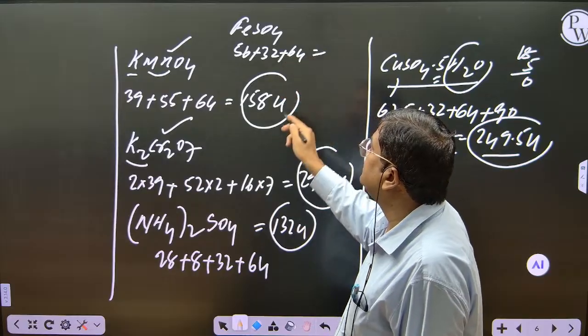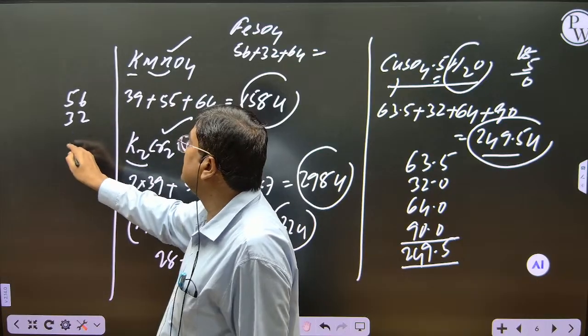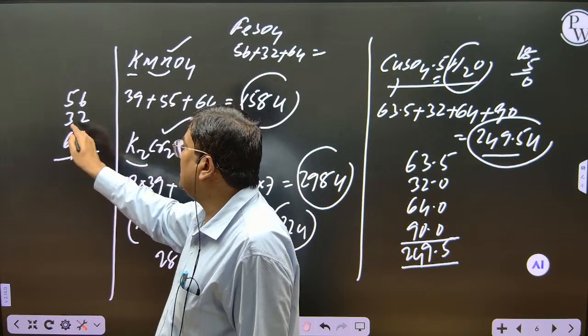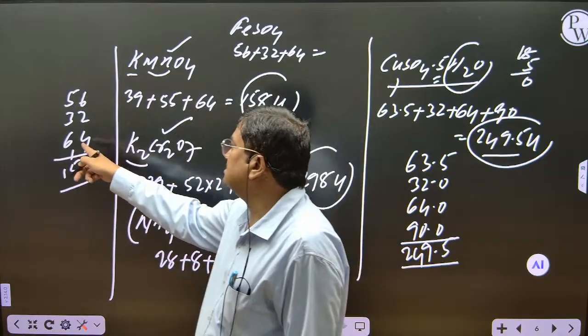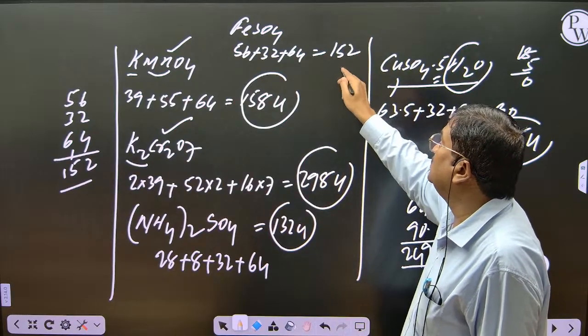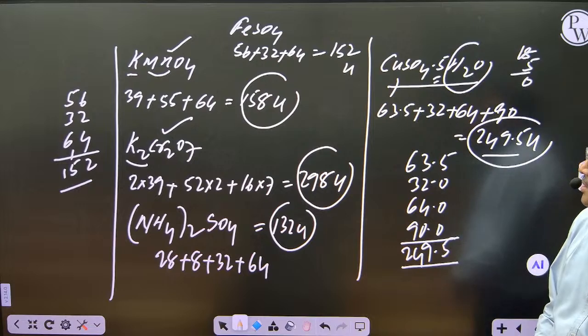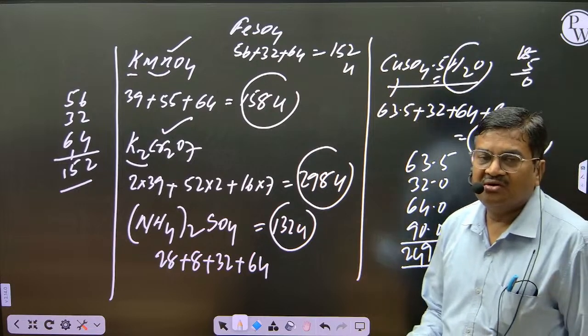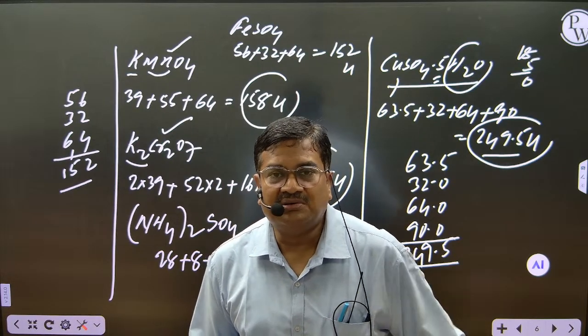That comes how much? 56 plus, add it in the rough work, plus 32 plus 64. Is it coming 152? See, this is 152. This will be 152 in what? U. What is U? Unified mass. Understood? Simple. This is how we find the algebraic sum of atomic mass of all the elements in a compound.